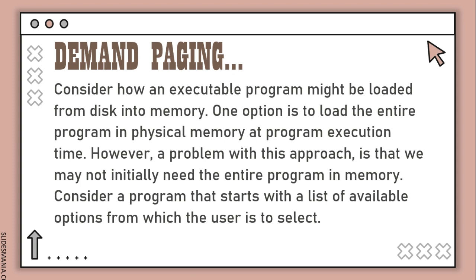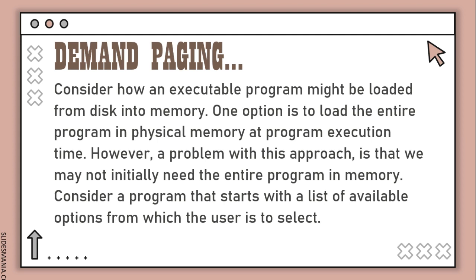Consider how an executable program might be loaded from disk into memory. One option is to load the entire program in physical memory at program execution time. However, a problem with this approach is that we may not initially need the entire program in memory. Consider a program that starts with a list of available options from which the user is to select. Loading the entire program into memory results in loading the executable code for all options, regardless of whether an option is ultimately selected by the user or not.